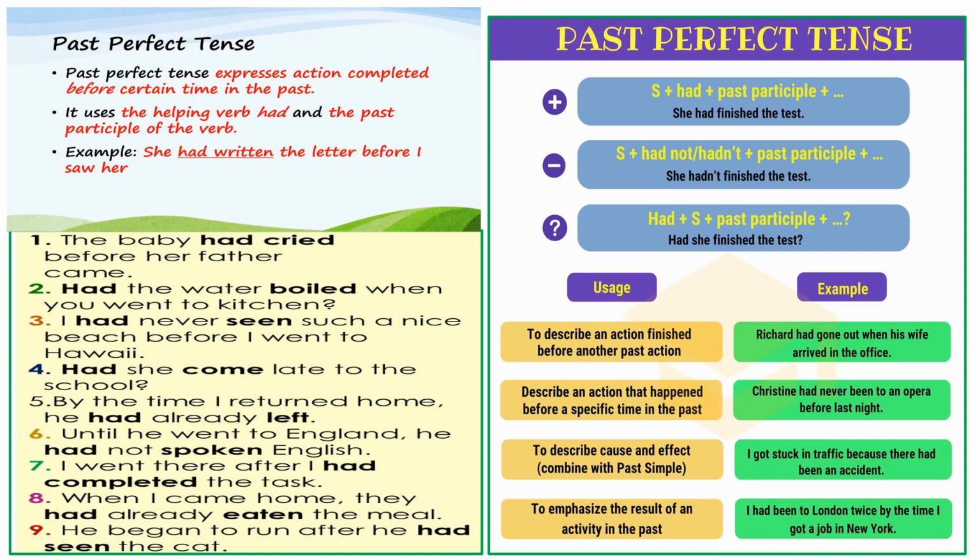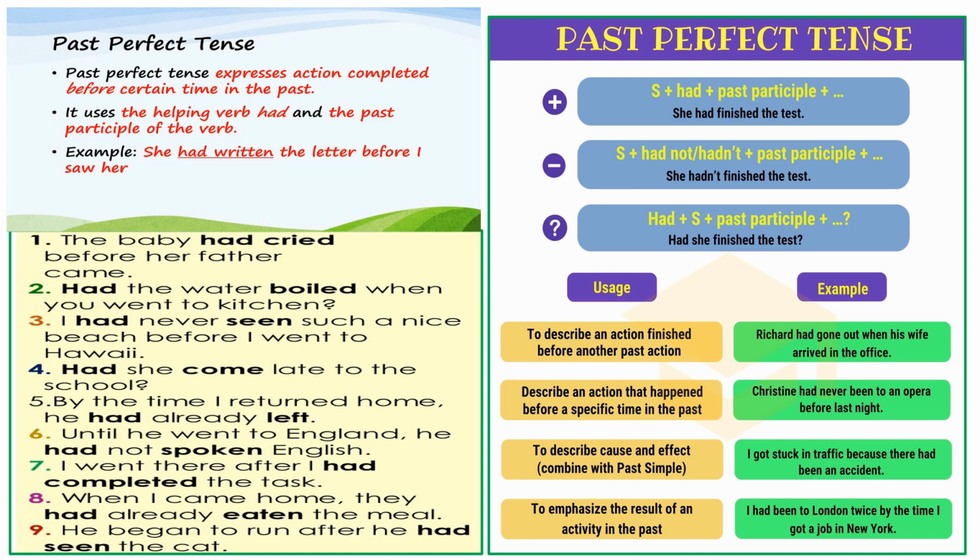Let's look at past perfect tense. What is past perfect tense, children? Now, past perfect tense describes an action that got completed before a certain point of time in the past. For example, she had written the letter before I saw her. Now, in this, there are two actions that had happened in the past. One is she had written the letter, and the second one is before I saw her.